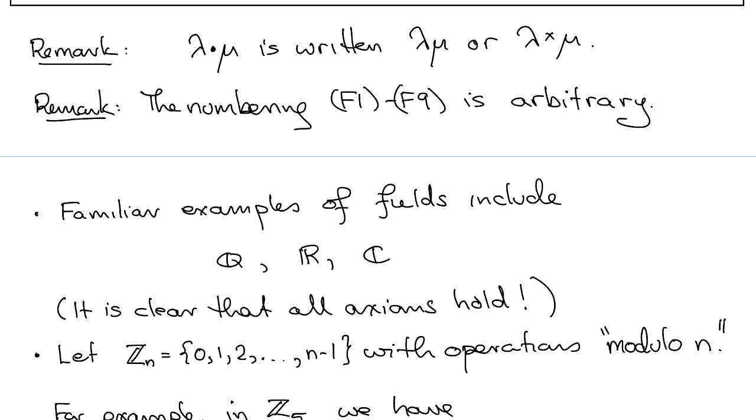As I said, the numbering is completely arbitrary, F1 to F9. So in a proof, and we'll see some examples in a bit where you prove something using the axioms, don't write by F9, by F7 or something. When you write, say, by associativity of addition, by commutativity of multiplication, by distributivity or something like that. That's the better way of explaining when you're going from one step to another using axioms. But we'll do that in a minute.